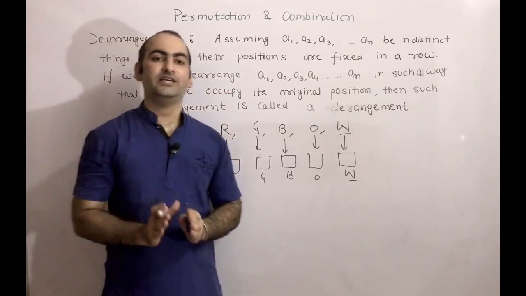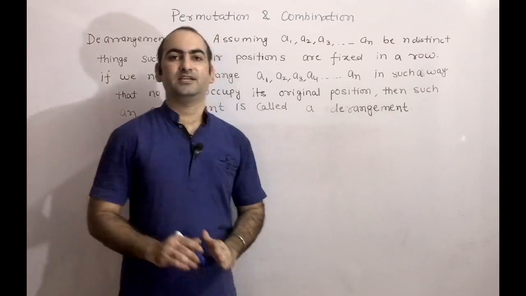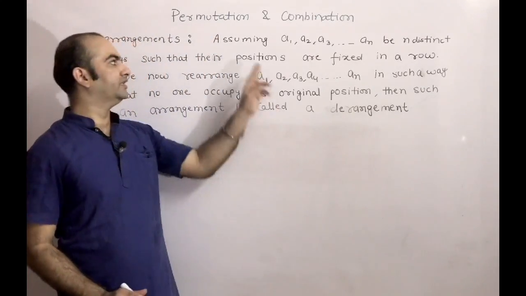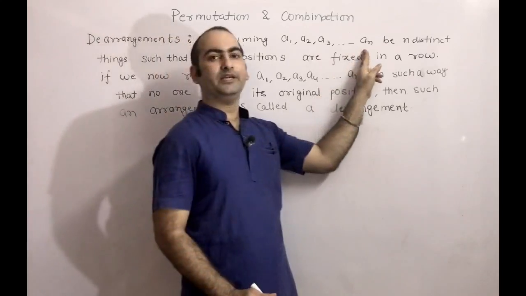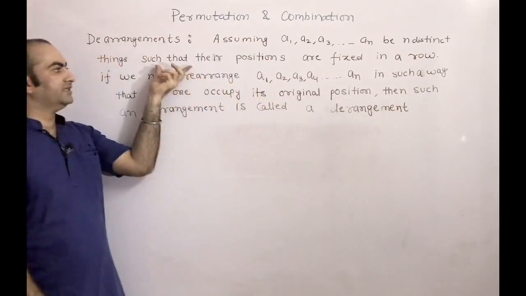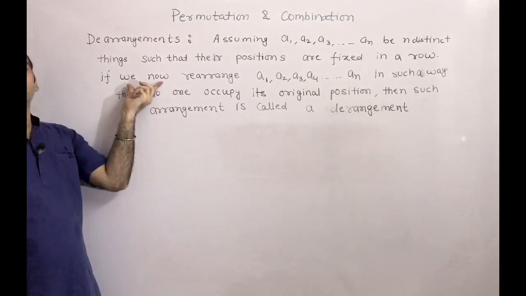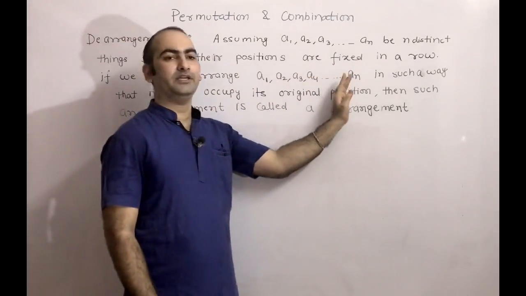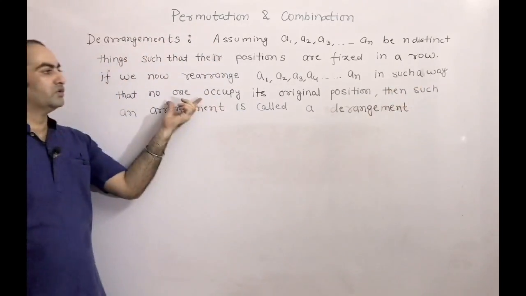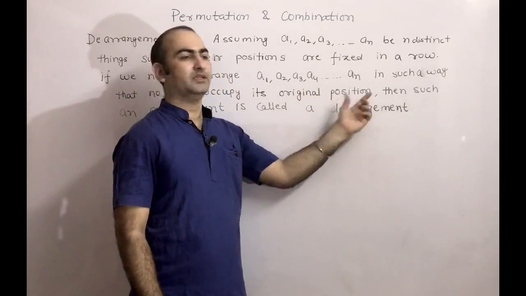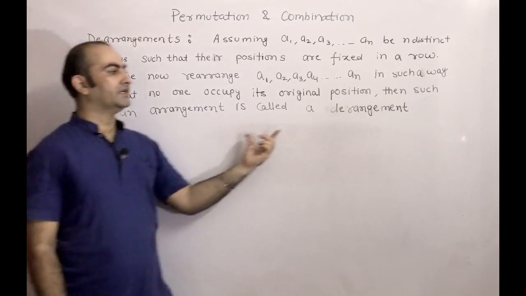That is called derangement. Now we are generalizing derangement. For that we assume that A1, A2, A3, and so on up to An are distinct things whose positions are fixed in a row. If we now rearrange A1, A2, A3, up to An in such a way that none occupies its original position, then such an arrangement is called a derangement.